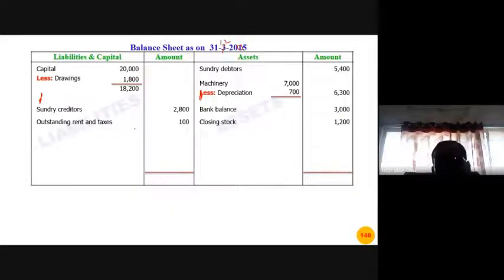Yes, on the asset side we have to write it, because any expenditure which is paid in advance is regarded as an asset. Any expenditure which is still to be paid is regarded as a liability, like outstanding rent. Any expenditure which is to be paid for this financial year is called a liability. Any expenditure which is paid in advance is called an asset. Yes, prepaid wages is an asset. Now go to the problem.